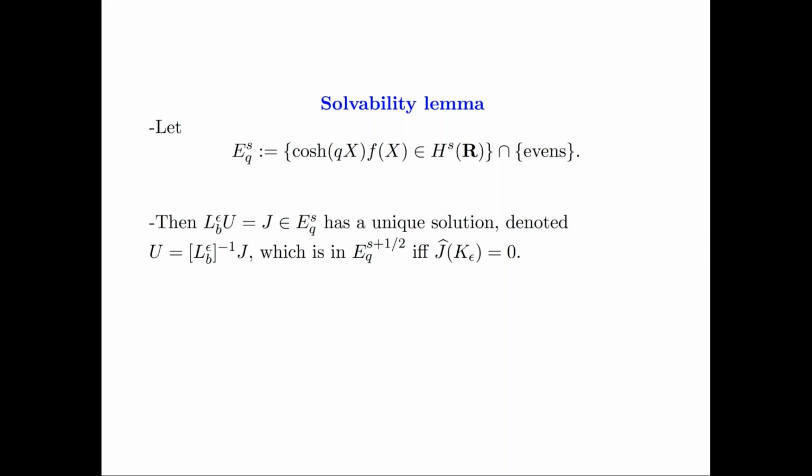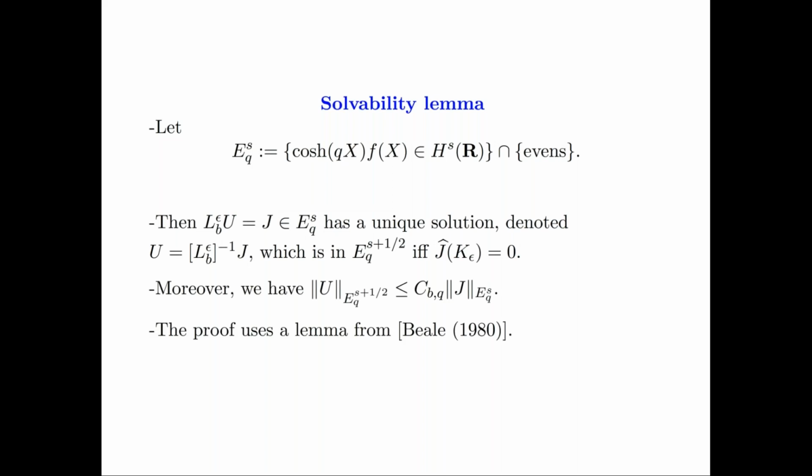So the thing here is that I can solve an equation L epsilon u equals j, where j is in ESQ, if and only if the Fourier transform of j at the special frequency k epsilon is 0. I'm going to denote such solutions L epsilon inverse, and the solution operator gains half a derivative. That's not so important, but it is true. Okay. So I can find an E S plus 1/2 Q solution of L epsilon u equals j, provided j is in ESQ and has this Fourier transform condition being met. All right. You get some estimates. That's not so exciting. And you do this using a lemma from a paper by Tom Beale from 1980. Kind of a nice little lemma. You can give it in a harmonic analysis class if you want.